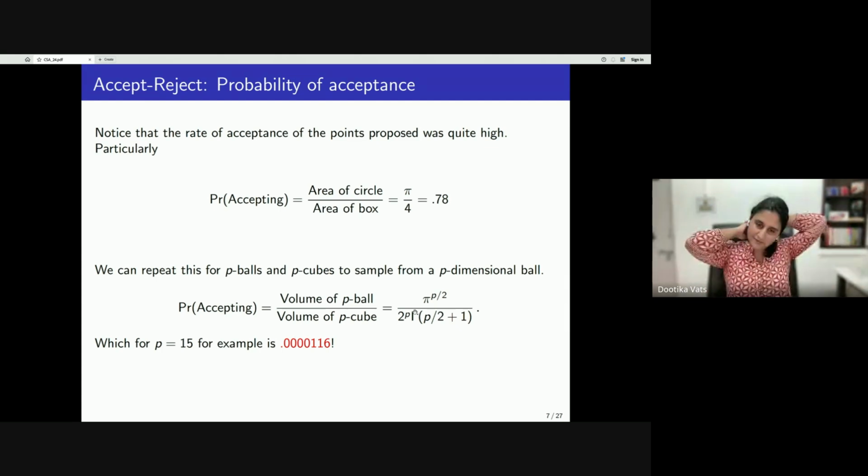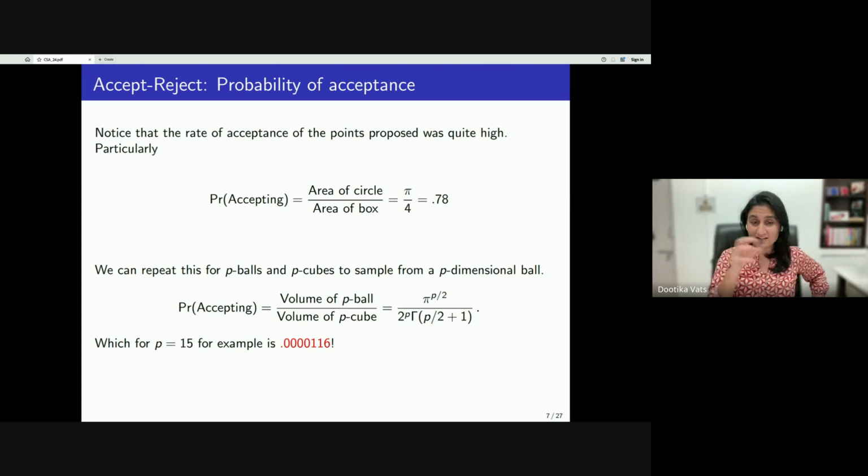And if I can put in a value of p, I can do a quick calculation on the computer. And this tells me that, let's say I want to sample from a 15-dimensional ball using a 15-dimensional cube as my enclosing box. Well, then my probability of acceptance is 0.0000116, which roughly means that it will take me 1 lakh draws from the box to actually get 1 acceptance from the p-dimensional ball. And that's just 1 acceptance.